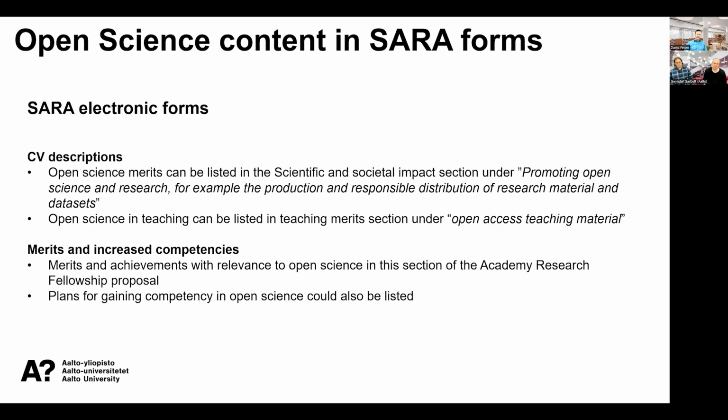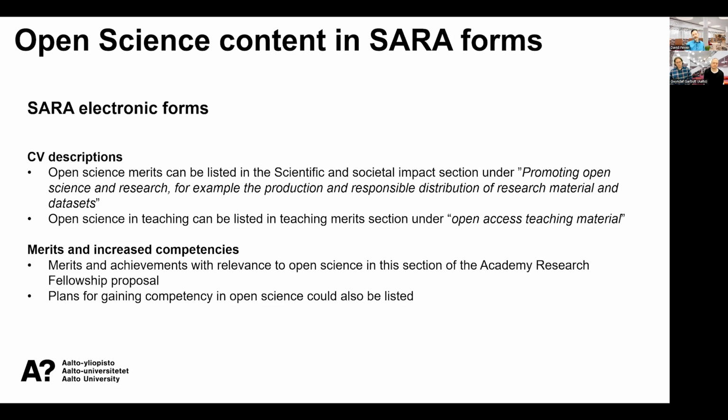One other very important form where you should consider open science practices is your CV. So the CV that the Academy of Finland uses is based on the TENK format, and the Academy's version of that format includes open science merits in the scientific and social impact section. So in this section, you can describe how you have promoted open science and research, for example, in the production and distribution of research materials and data sets. So this is a researcher merit.